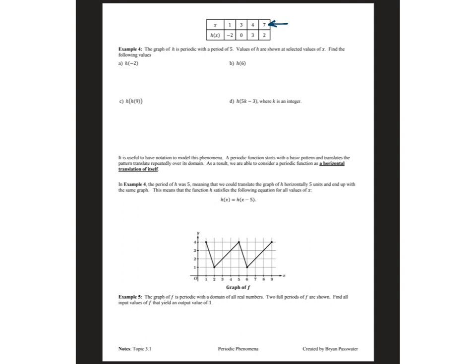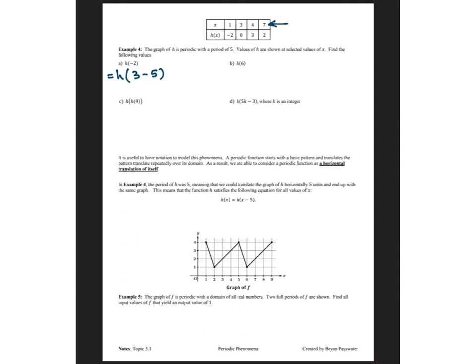I've got to make a negative 2, and my period is 5. Keep thinking. Try to get a negative 2. So one of these numbers plus 5 or one of these numbers minus 5 puts me at negative 2. There it is: 3 minus 5. So H of negative 2 is going to be equal to H of 3 minus 5.